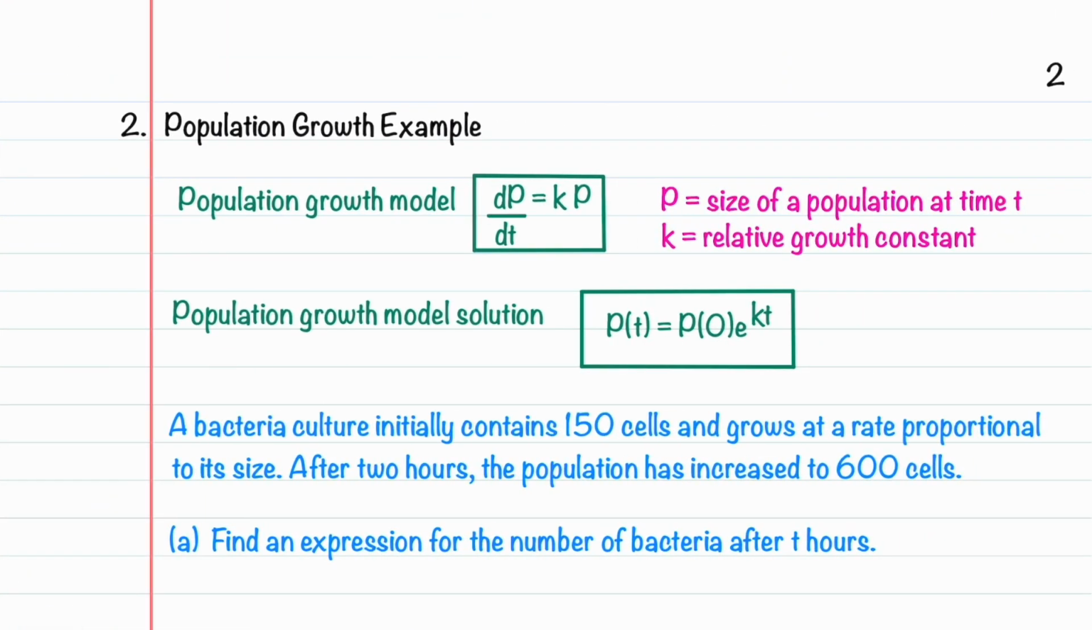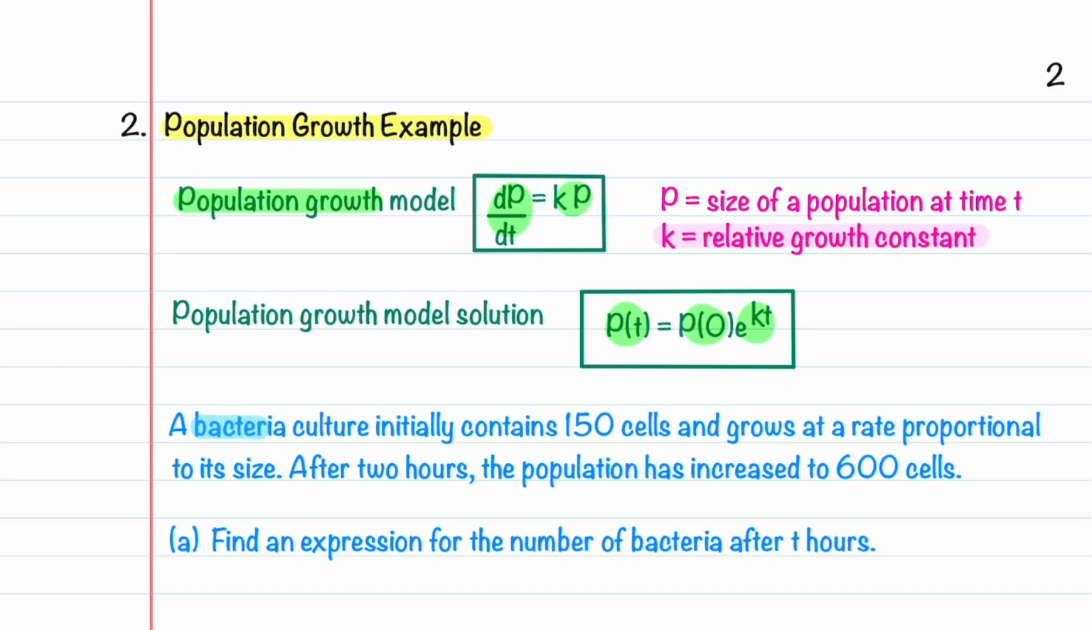We're going to look at an example involving the growth of a population of bacteria. With population growth examples, the rate of change of the population is proportional to the current population. The population is then equal to P at 0, which is the initial population, times e to the kt, where k is called a relative growth constant. Let's now look at the growth of a population of bacteria.